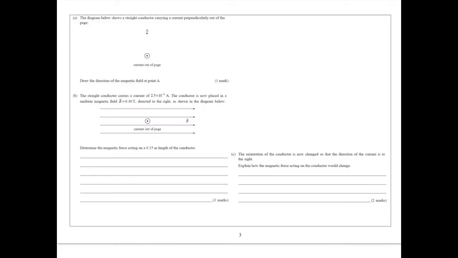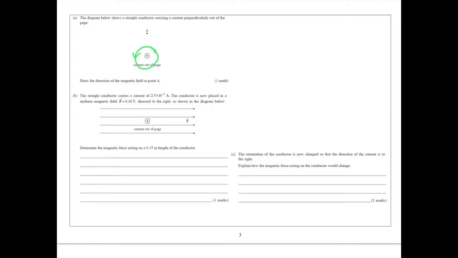Okay, so we've got a previous exam question here that looks at magnetic fields. In the first part, the diagram below shows a straight conductor carrying a current perpendicularly out of the page. So we've got this little arrowhead for perpendicularly out of the page. Draw the direction of the magnetic field. So I'm going to point my thumb out of the page, make sure I've got my right hand, my fingers follow the curl. So hopefully it's going to go like that.